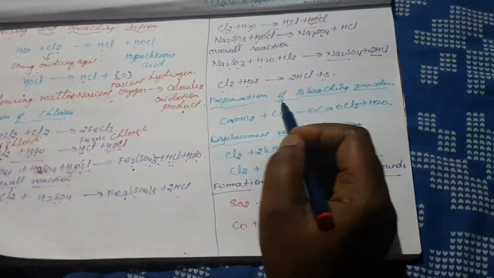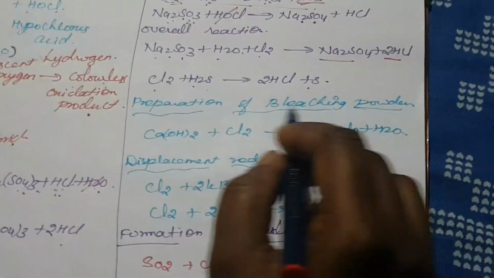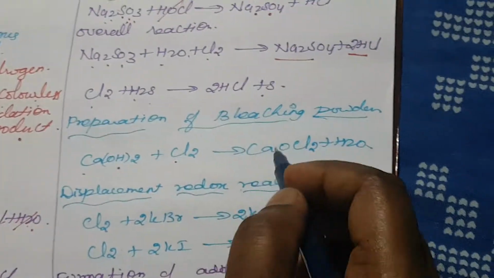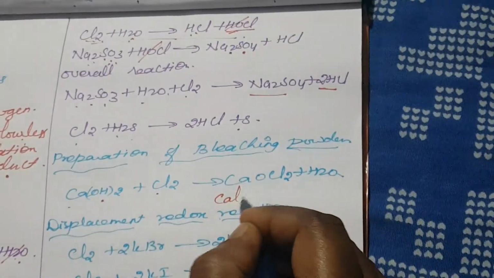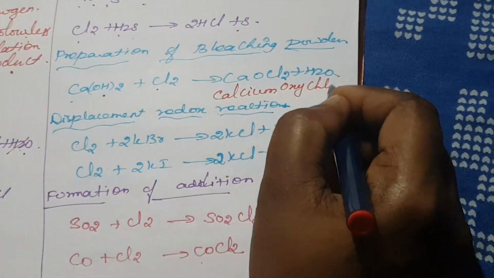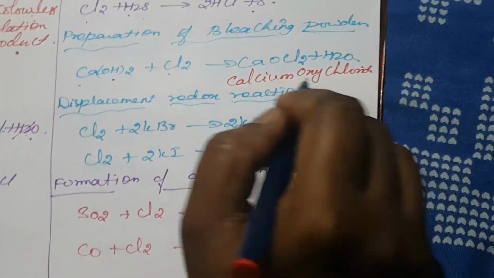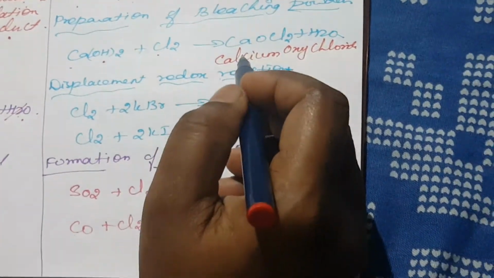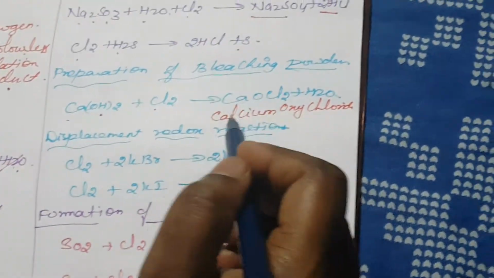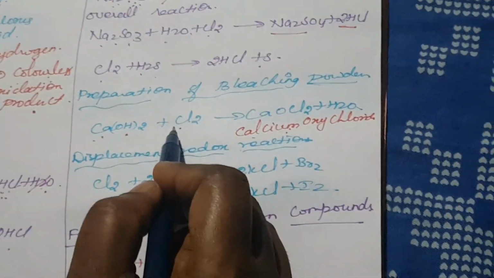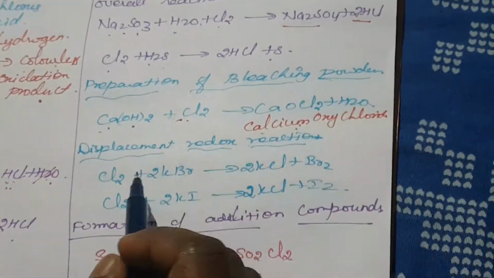Okay, then finally, preparation of bleaching powder. How can bleaching powder be prepared? Calcium hydroxide reacts with chlorine to give calcium oxychloride. The other name of bleaching powder is calcium oxychloride. Bleaching powder we usually use in washing dirty things, so that is called bleaching powder, calcium oxychloride. Calcium hydroxide reacts with chlorine to form calcium oxychloride.